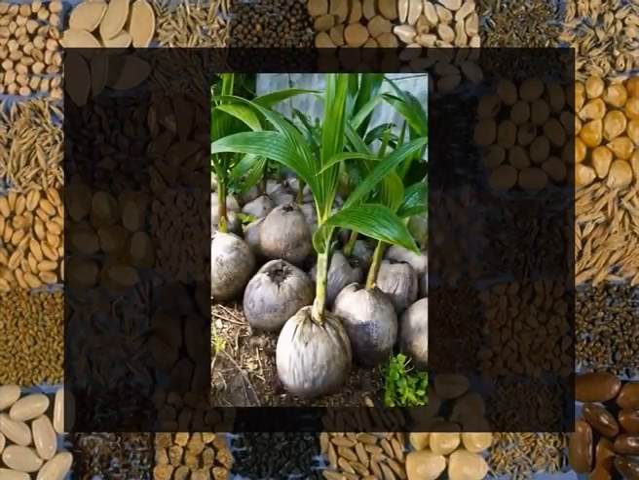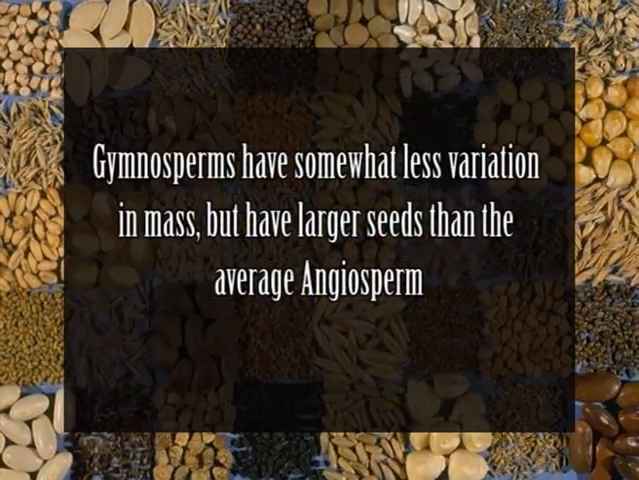Let you understand that extant angiosperms have seed masses spanning more than 11 orders of magnitude, from the lint-like seeds of orchids up to the 20 kg seeds of the double coconut. Gymnosperms have somewhat less variation in seed mass, but usually have larger seeds than the average angiosperms. Plant size has been found to be the strongest correlate with seed mass across a diverse assemblage of plant species, even stronger than mode of dispersal or environmental conditions.